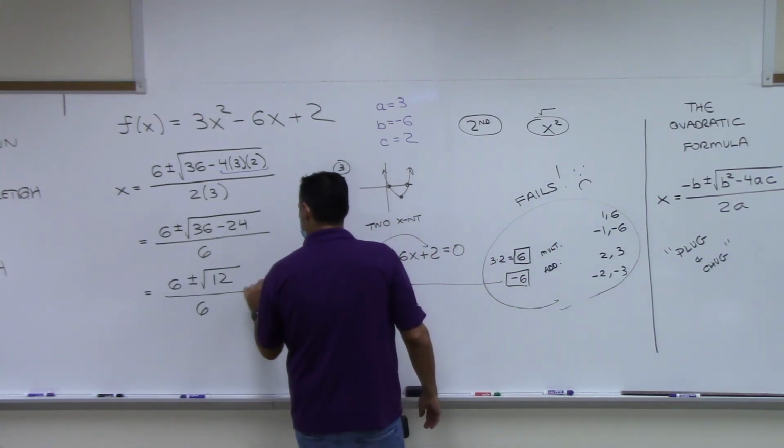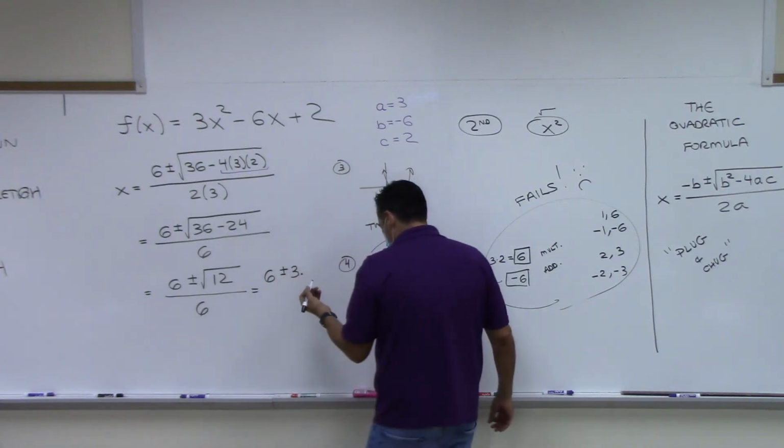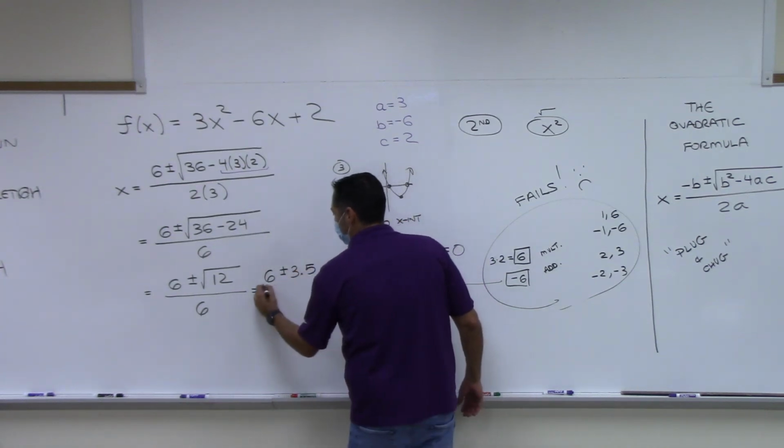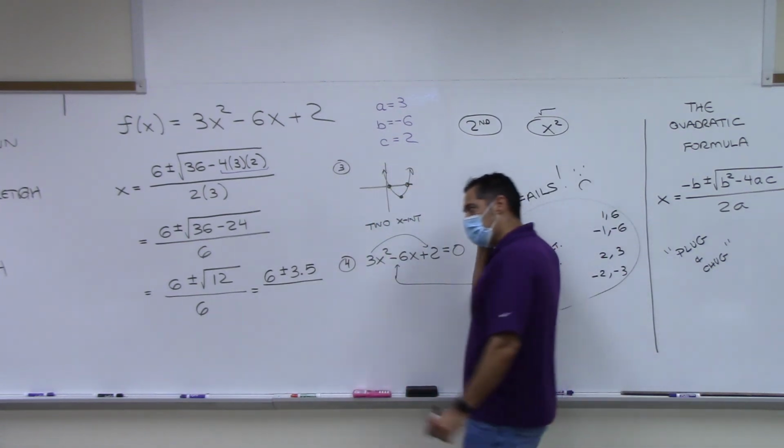So this becomes 6 plus or minus 3.464. Let's just round this to one decimal place. How about 3.5? Is that okay? 3.5 instead. And then over 6.